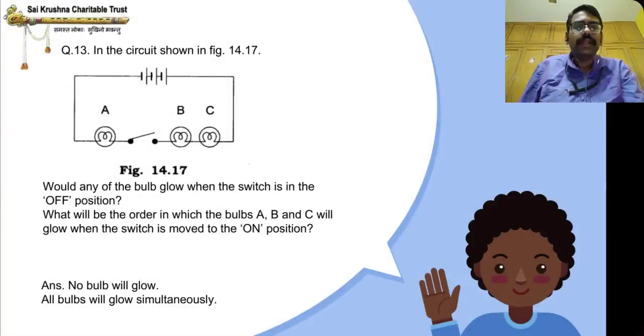Question 13. In the circuit shown in figure 14.17, would any of the bulbs glow when the switch is in the off position? What will be the order in which bulbs A, B and C will glow when the switch is moved to the on position? Answer: No bulb will glow when the switch is in the off position. The second part: all bulbs will glow simultaneously.